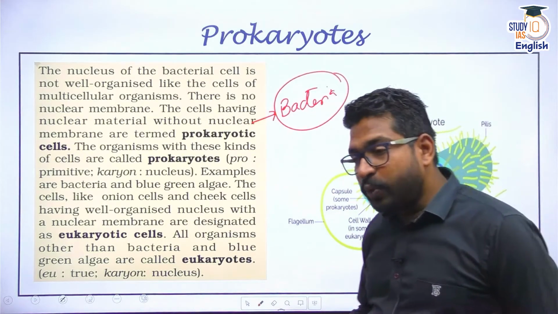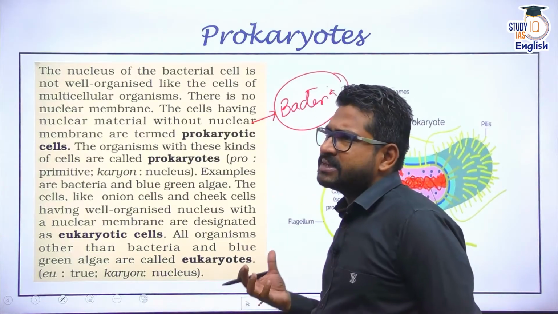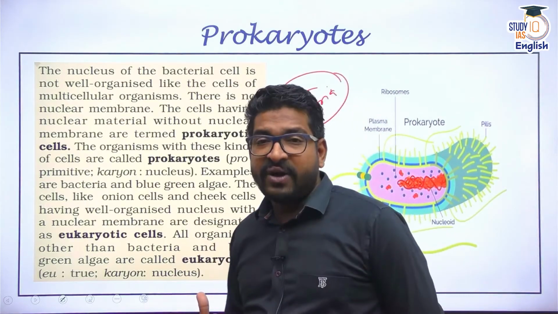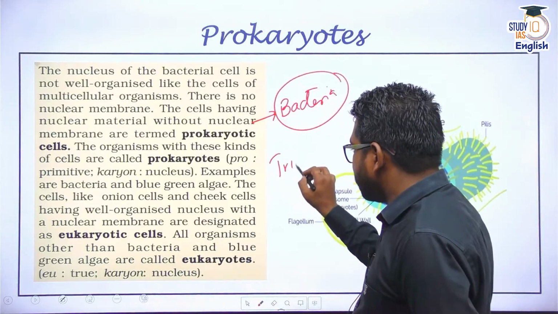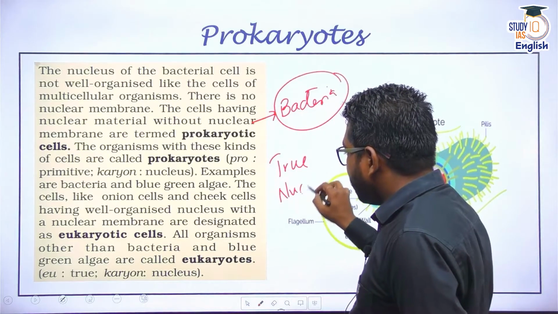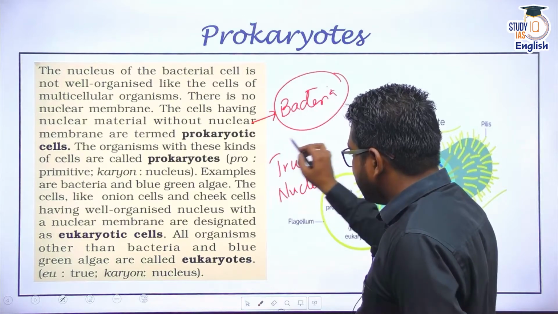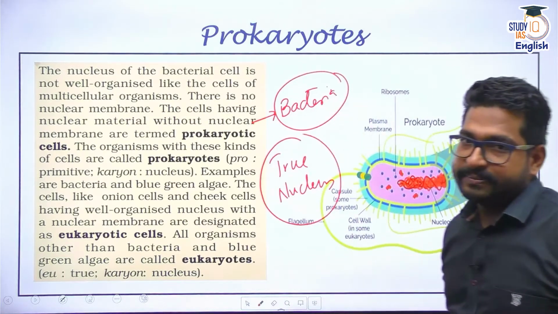What is the meaning of prokaryotic? Prokaryotic cells, I can say, are primitive cells. Why do we call them prokaryotic? Because they do not have a true nucleus. They do not have a true nucleus. Very important. Very, very important.